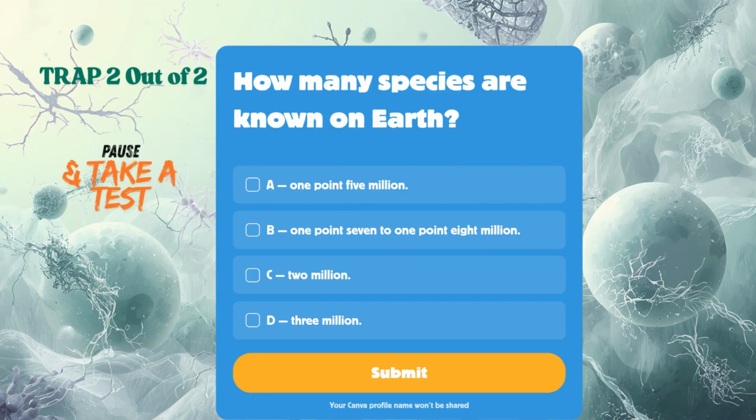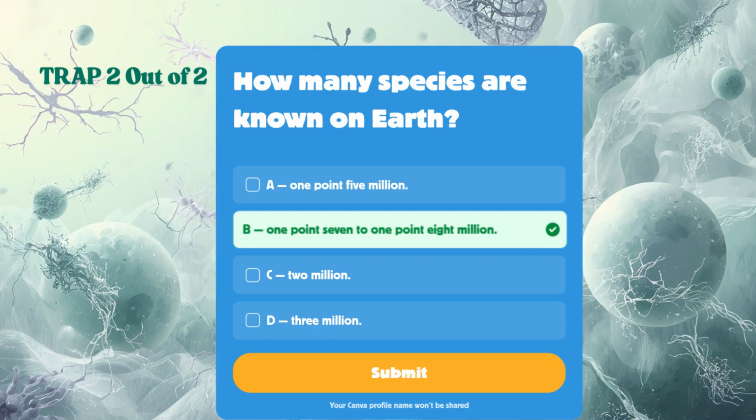Trap 2. How many species are known on Earth? A. 1.5 million. B. 1.7 to 1.8 million. C. 2 million. D. 3 million. The answer is B. 1.7 to 1.8 million. This is the exact range from NCERT.